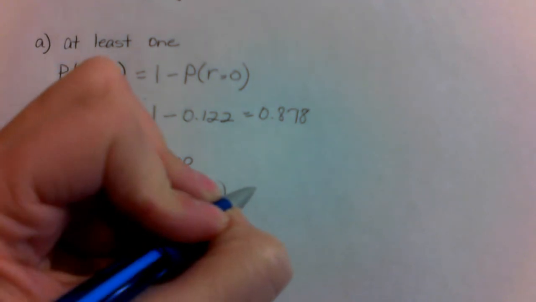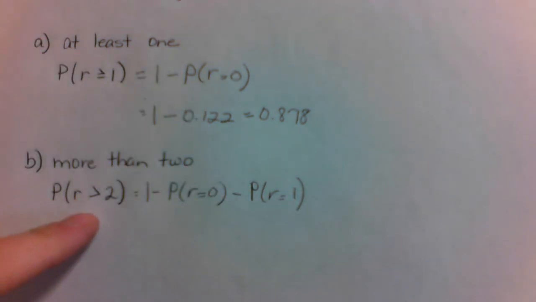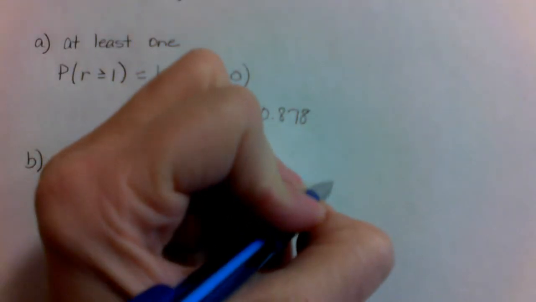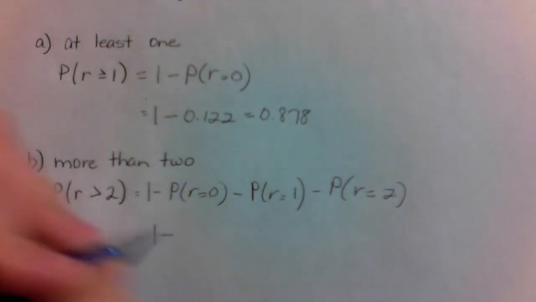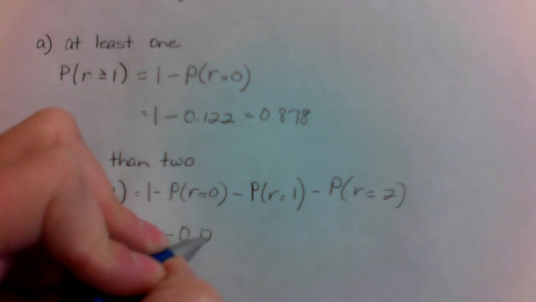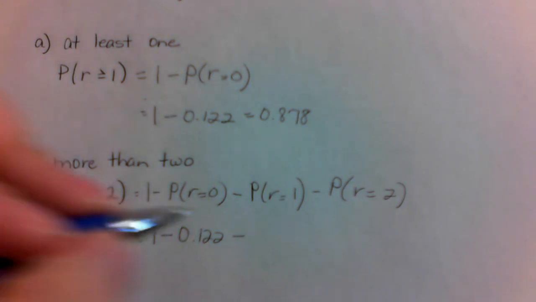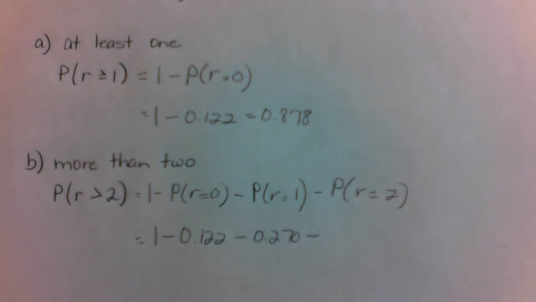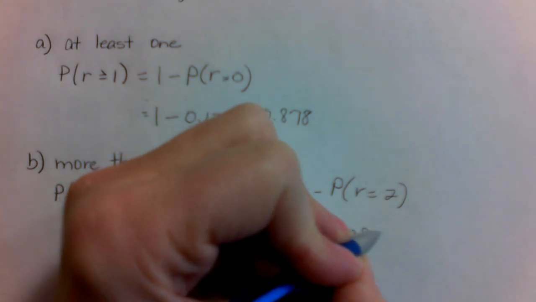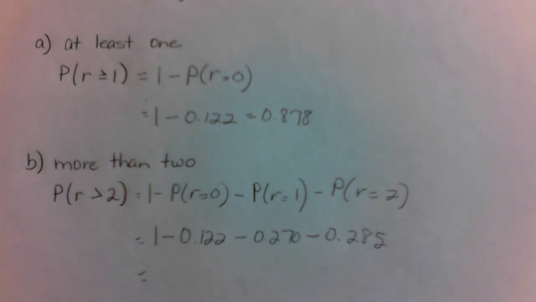Or you could do 1 minus the probability of 0 minus the probability of 1, because greater than 2 would be 3 and above. So we could also do it this way. So 0 we found to be 0.122, minus the probability of 1 success, which is 0.270. And the next one would be 0.285. And again, all of those numbers are found on the table. So be sure you can read the table. Be sure and email me if you have any questions on the table. So if you do that calculation, you get 0.323.